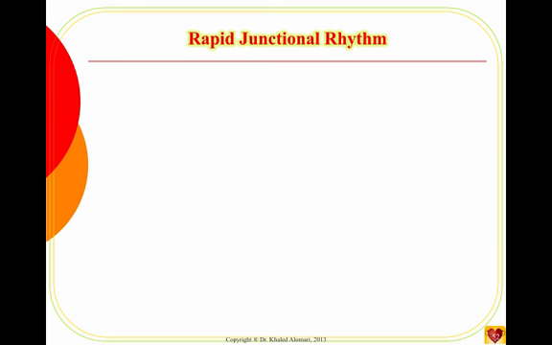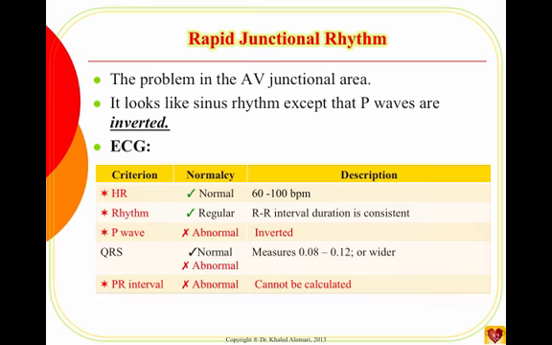The other one is called rapid junctional or accelerated junctional. The exact same criteria apply. The only difference is the heart rate. The heart rate is between 60 and 100. So again, the heart rate is normal, between 60 and 100. The rhythm is regular, the P is inverted, and that's the major thing. Everything else is the same.